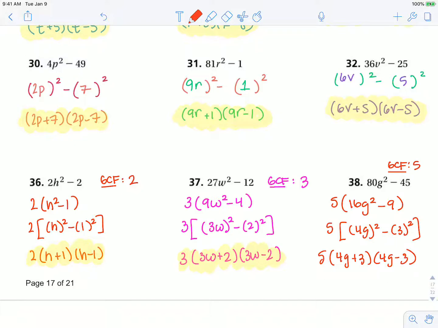And notice in all three of these problems, the greatest common factor does not go away. It just stays in front of your two binomial factors.